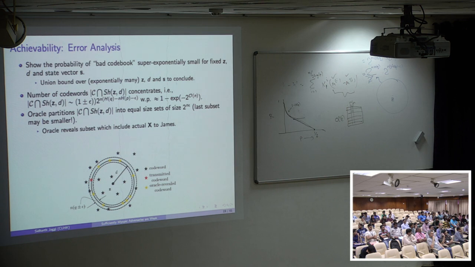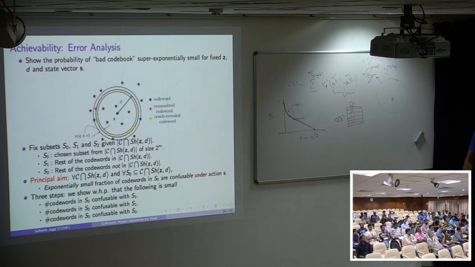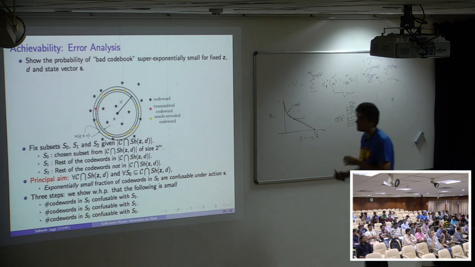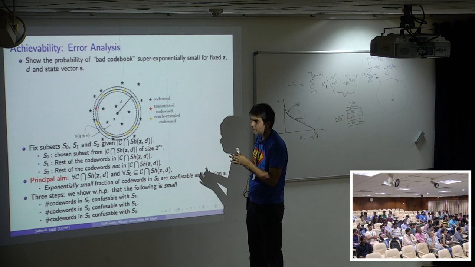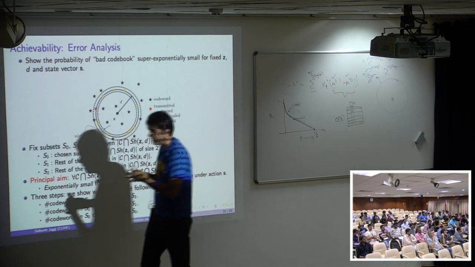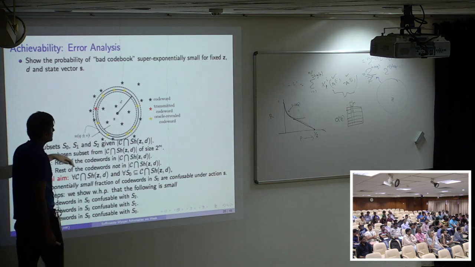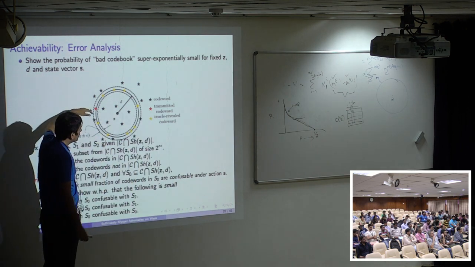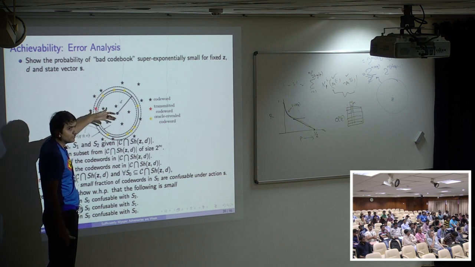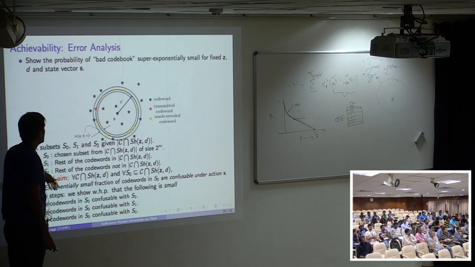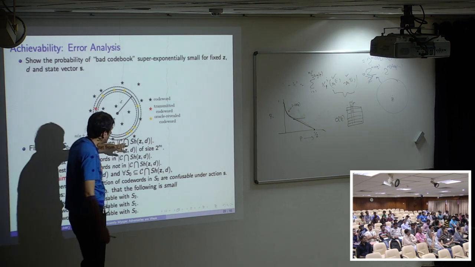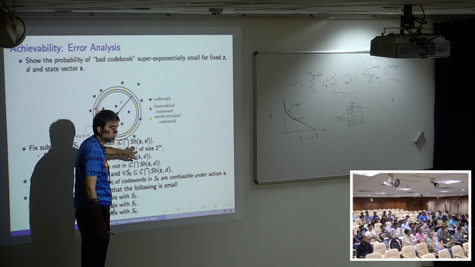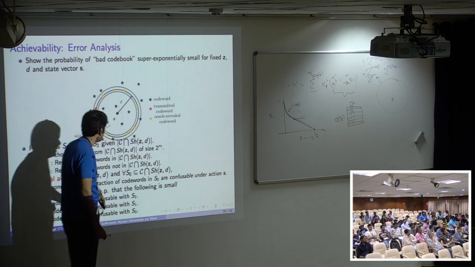Now, this is maybe the most geometrically important slide in this part of the talk. So let's just make sure we get this, and then the rest will be a little bit of counting arguments and so on. So what are the types of error events that you could have to worry about? There are three types of subsets given James's confusion set, given the oracle given set that he has.